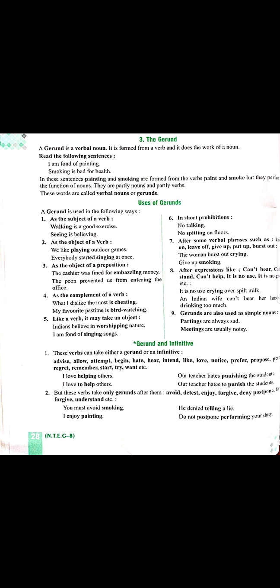Verbal, why am I saying that? What is a verbal noun? That means it is formed from a verb. Its formation is done from a verb and it does the work of a noun. It is formed from a verb but works as a noun.